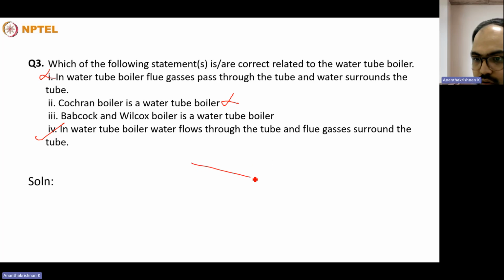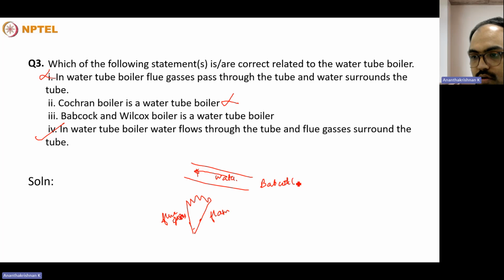So basically, what we could try to see is that if this is a water tube, it will be heated by the flue gases and the flame. So this is a type of Babcock-Wilcox model boiler.